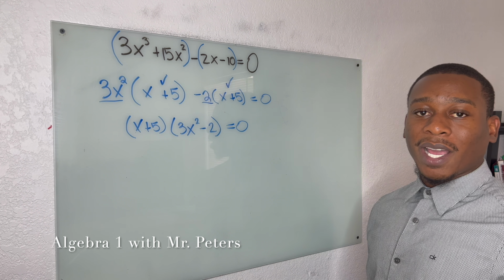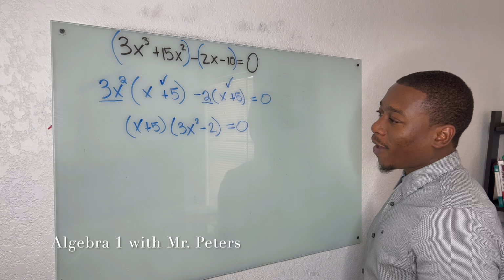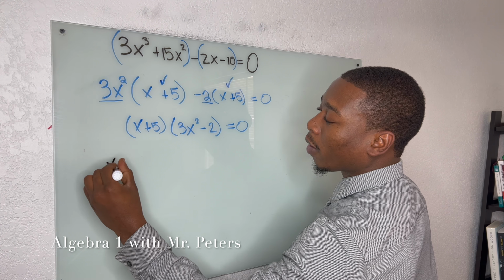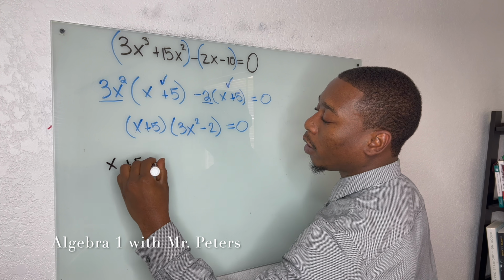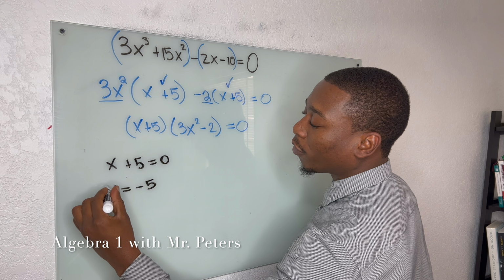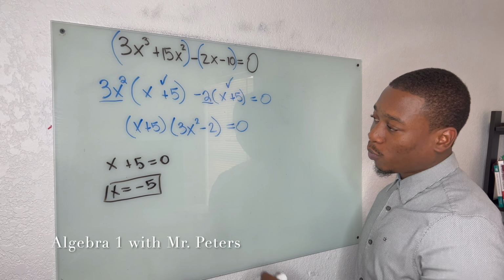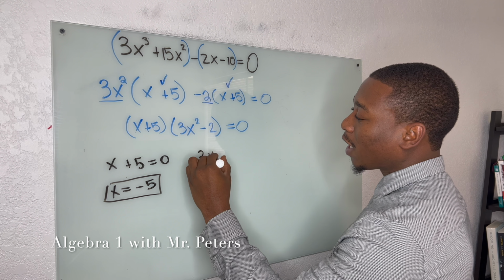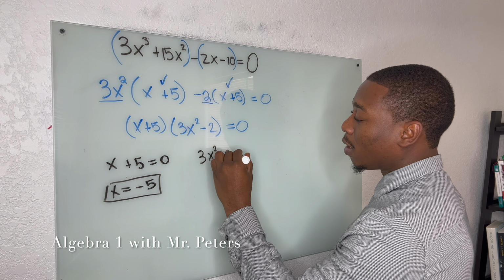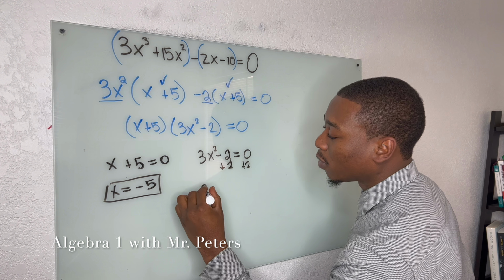Now at this stage, guys, we're going to solve. Meaning we're going to set both of these factors to 0. And once we do, we're going to get x is equal to -5 for our first one. But our second factor is a little bit different because it has an exponent. So we're going to do the same exact process. The only difference is we're going to take the square root of it.